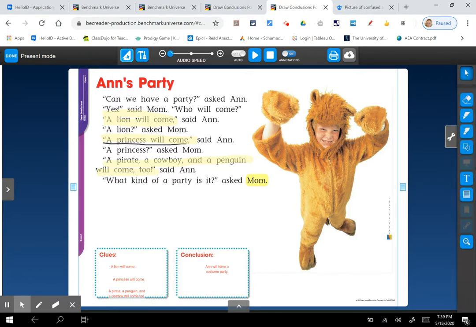So we draw conclusions all the time, every single day. So think about when you're reading a story, think about what kind of conclusions you can draw, and think about what clues helped you to draw those conclusions.